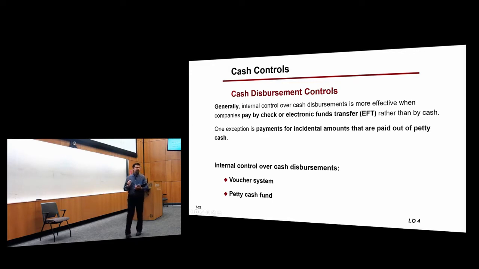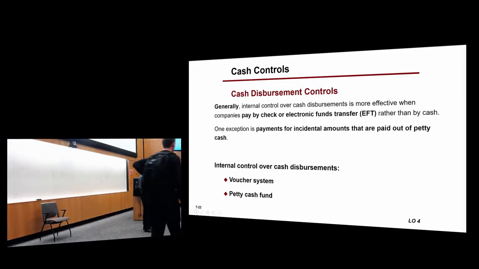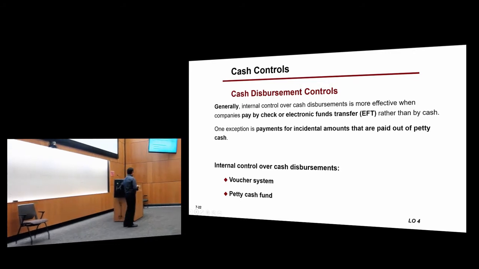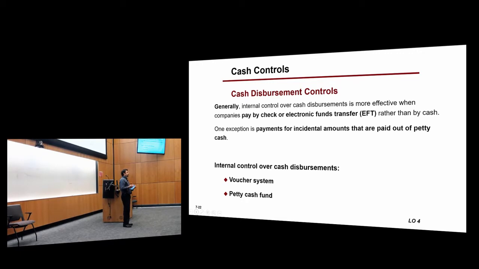cash funds. Petty cash funds are usually used for small payments, very small payments, where it doesn't make any sense to go through an approval. For example, if you're buying like pizza, you're not going to have a series of approvals to buy pizza, right? Or to pay transportation. So this is where companies, instead of going through the voucher system, they use petty cash funds.